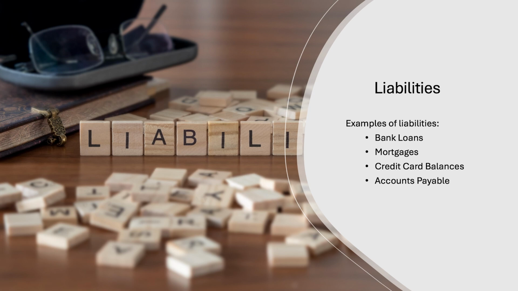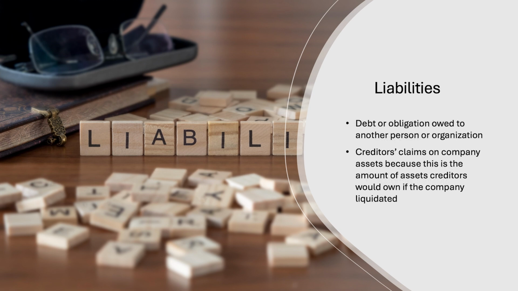Liabilities are obligations you owe to others and represent debts or amounts that must be repaid in the future. Examples include loans, mortgages, accounts payable, and credit card balances. Liabilities show how much you've borrowed to finance your assets and represent creditors' claims on the company's assets. We think of it this way because this is the amount or portion of the assets that creditors would own if the company were liquidated.